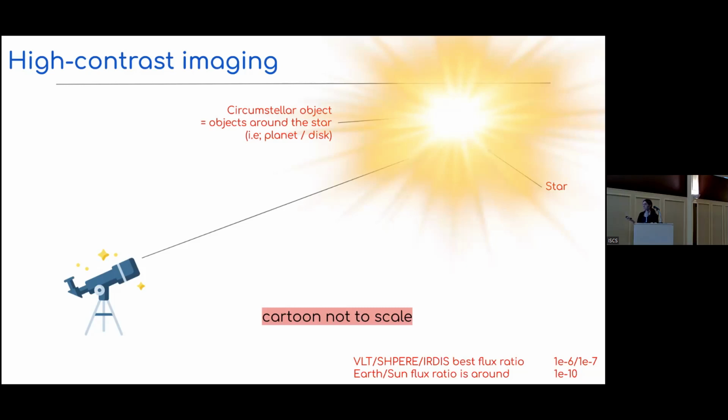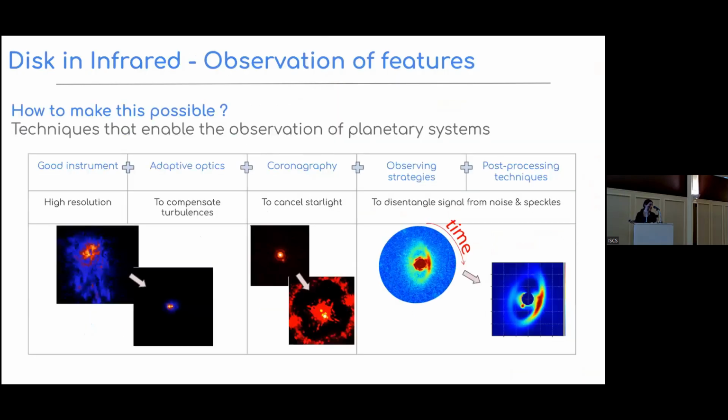To make this possible, we need a lot of fancy instruments, and the key instrument here is the coronagraph. This is the instrument that will basically hide or cancel at best the light that comes from the star to reveal the faint circumstellar signal that is hidden around.